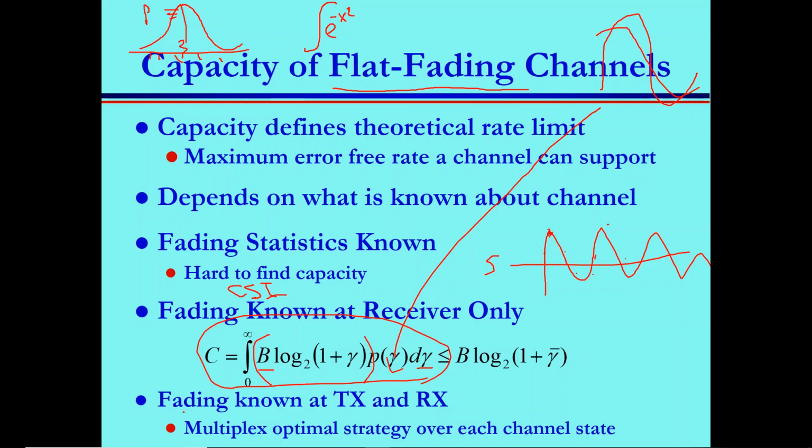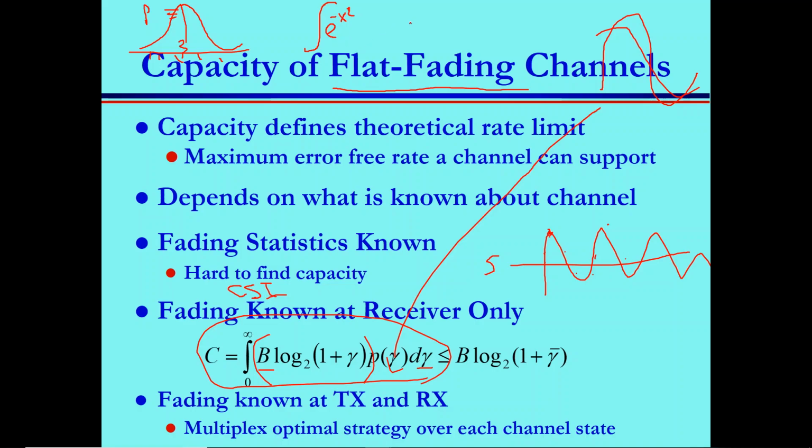in this case your capacity result will change. You have a multiplexed optimal strategy over each channel state. So you need to use something at the transmitter, adapt your power values at the transmitter side, and allocate them to your data points in such a way that you compensate for the fading.